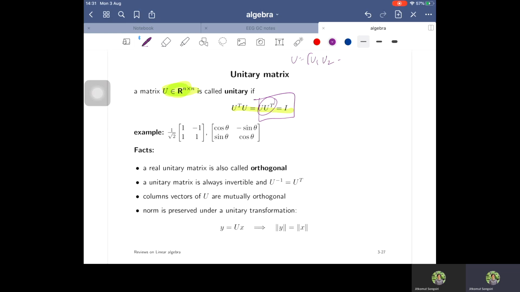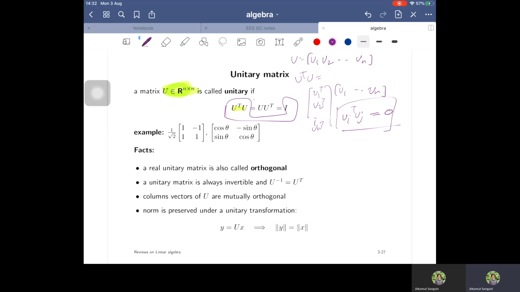If you partition U into column vectors and take a look at the equation U transpose U equals I, it basically means that u_i transpose u_j must be 0 for i not equal to j. So for a matrix to be unitary, the column vectors must be orthogonal. And this is an example, the one in orange, which finds many applications, especially in mechanical engineering. You may have seen it before. This is called a rotation matrix.